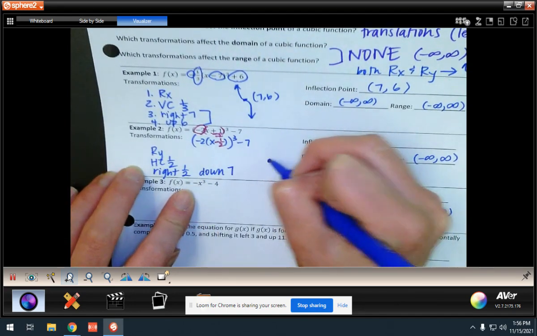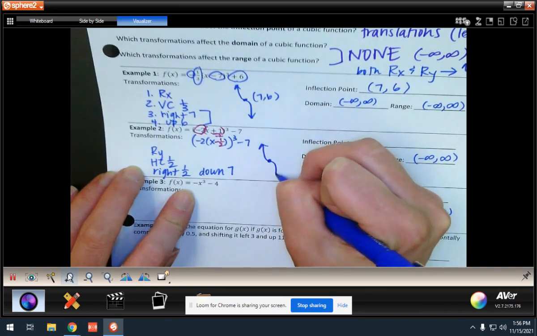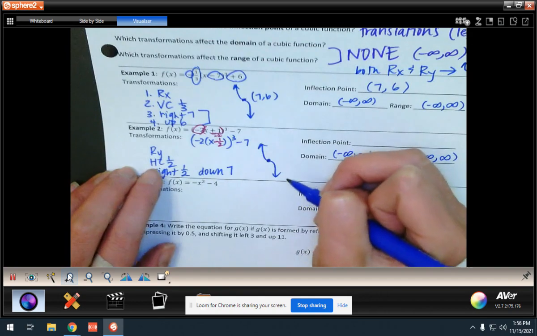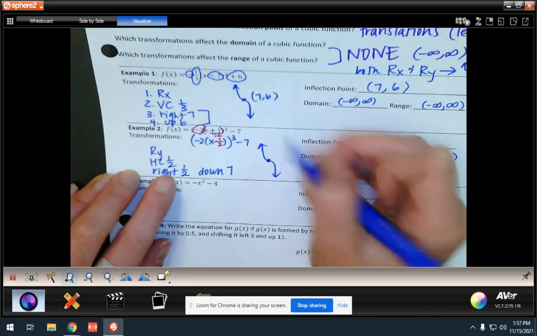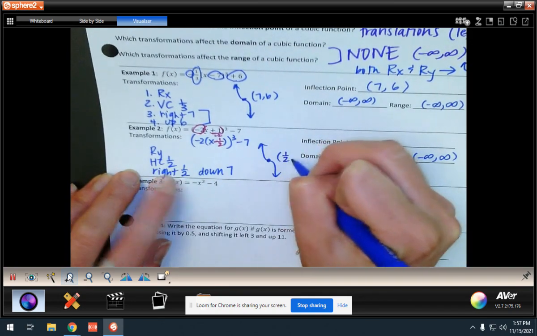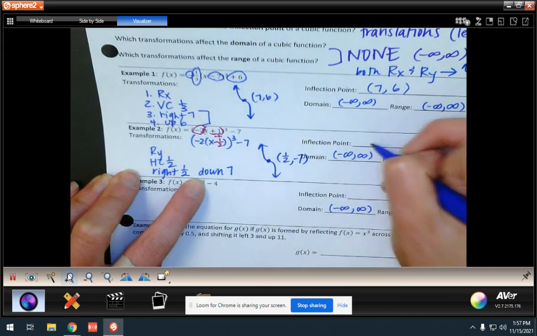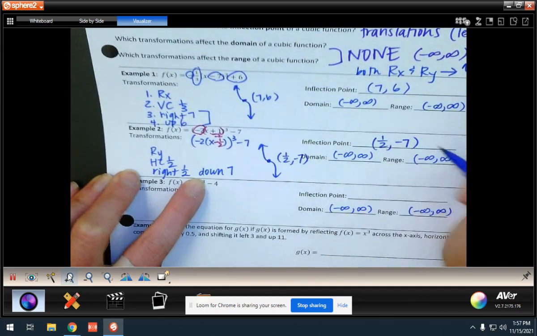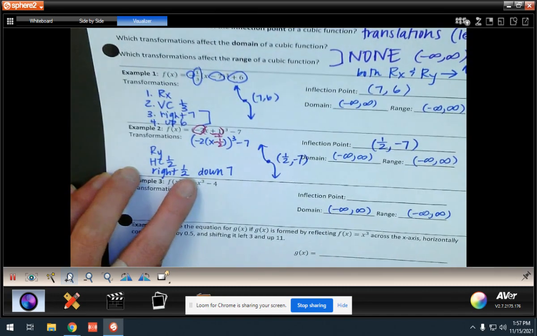So we still have a decreasing function with a negative slope here. And then right 1/2, down 7. So x is 1/2, y is -7.